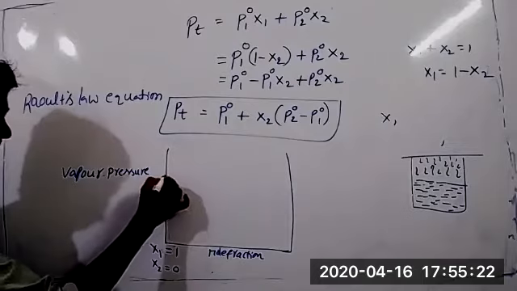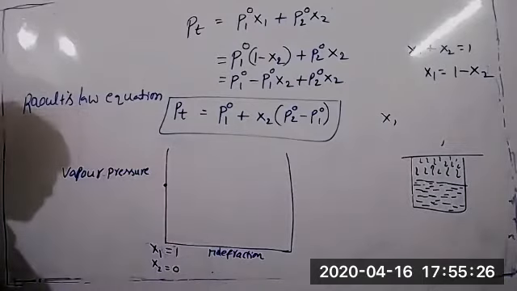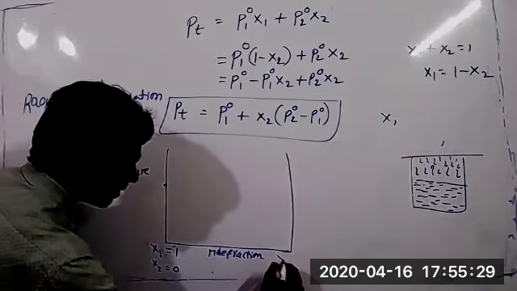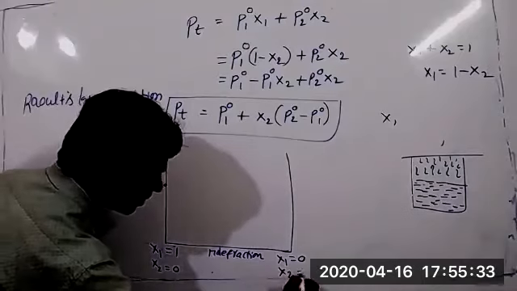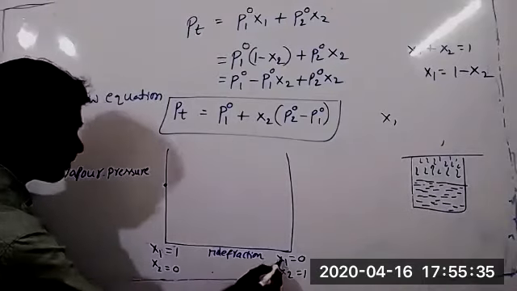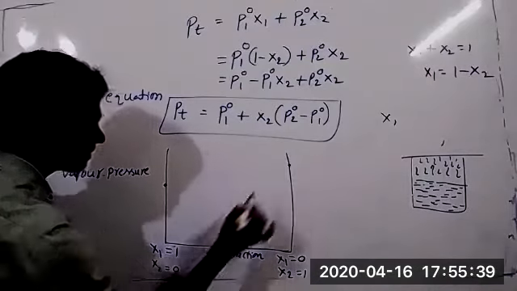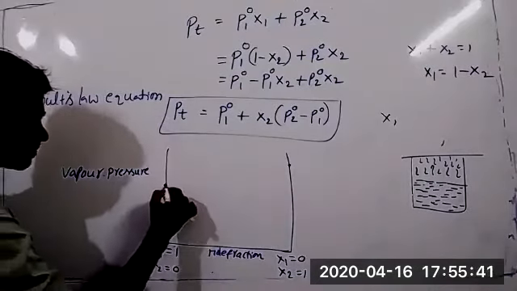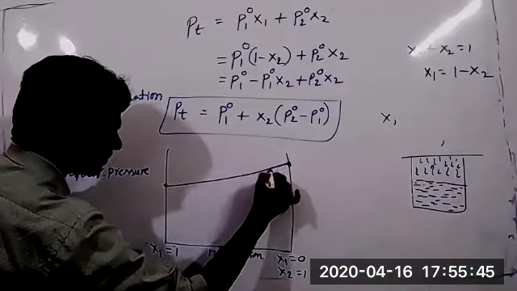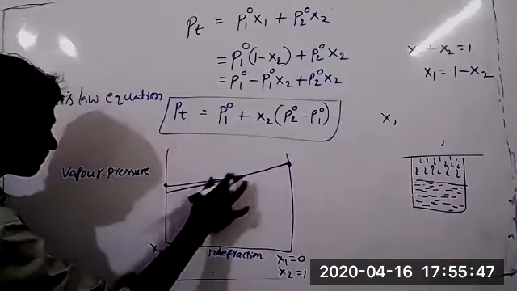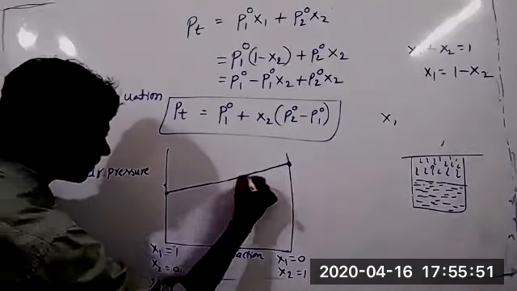So in such a case, its pressure is at this point. And here mole fraction of component 1 is 0 and mole fraction of component 2 is equal to 1. Then here we are not taking component 1, only component 2. Its vapor pressure is taken here. Now connect these two points. This is a straight line.